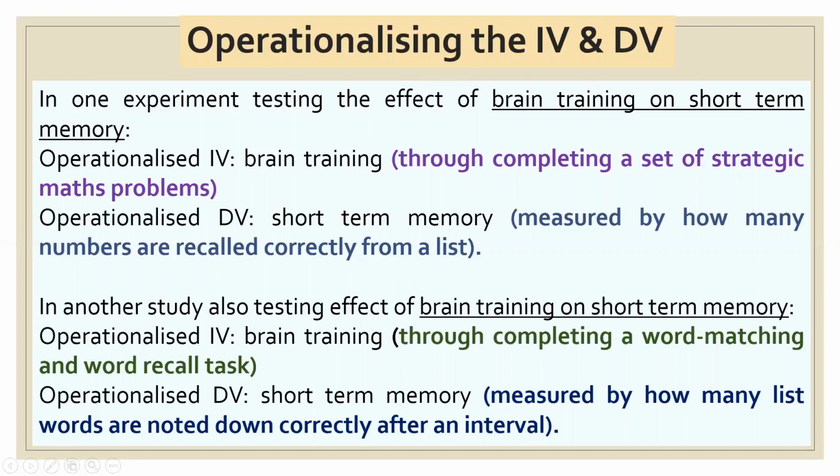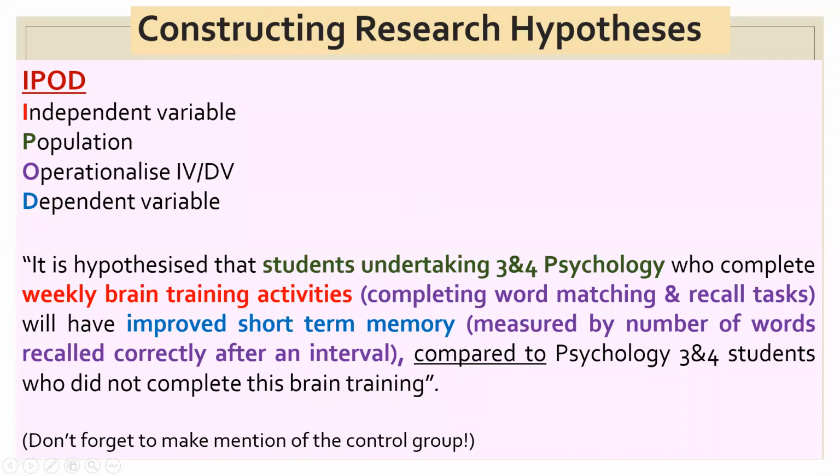In this one, the operationalized DV is short-term memory, and we're measuring the person's short-term memory by how many numbers they can recall correctly. In the second experiment, it's still short-term memory, but now we're operationalizing or measuring it differently, in terms of how many words are remembered and written down correctly after an interval. So the same simple IV and DVs are being discussed here, but the way we're measuring them or operationalizing them will be different. Let's move on to the next slide.